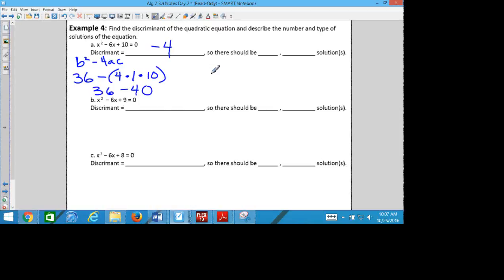So what does negative 4 tell us? We go to our chart. It is less than 0, so there are two imaginary solutions.